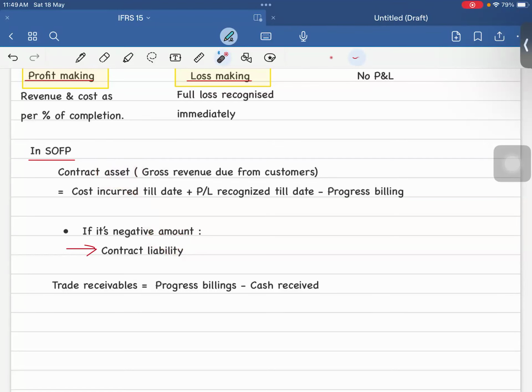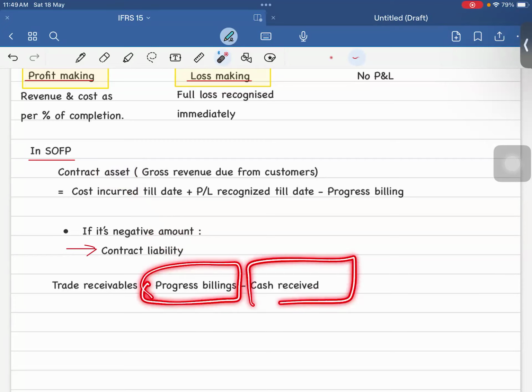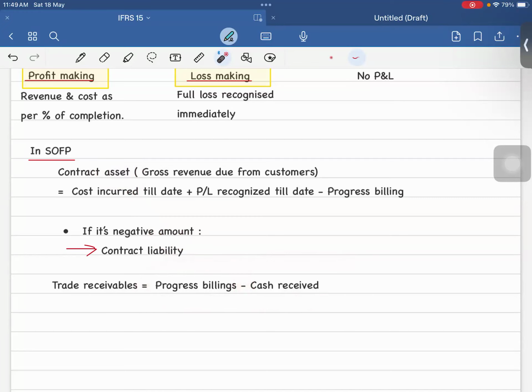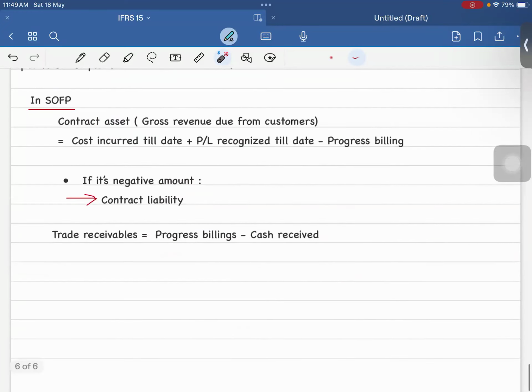Now, there is something called trade receivables, right? At the end of the contract, if you're going to receive all the money that you are owed in cash, how do you calculate that? You take the progress billings and deduct the cash receipts. So this is the very last topic of IFRS 15. I hope the class was very useful to you guys. If you have any doubts, you can ask me right away.